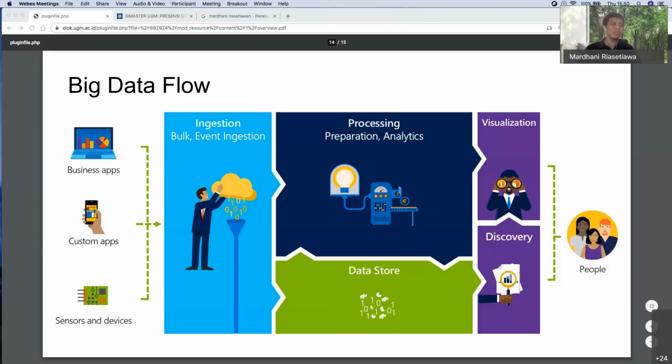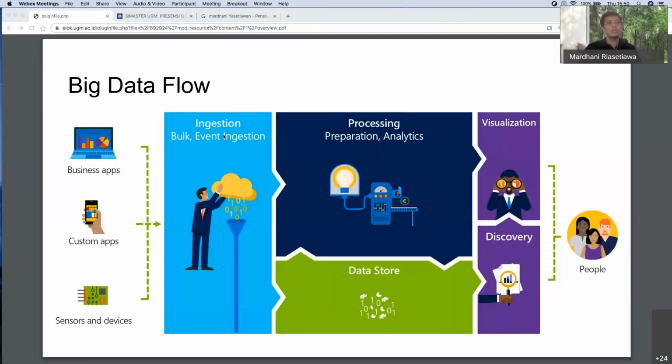So the first process is what we call the ingestion process. Yeah, so you can focus on this one. In the ingestion step, our focus is on how we collect the data, not just collect, but also collect in the proper way.